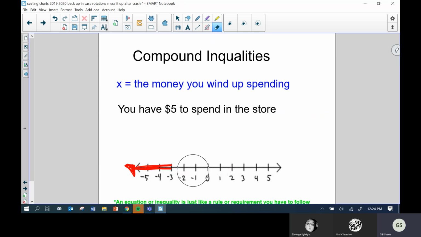Yeah, let me just erase that real quick. So, oh wait, I didn't mean to erase it. Oh, bathroom, please. You're up next.